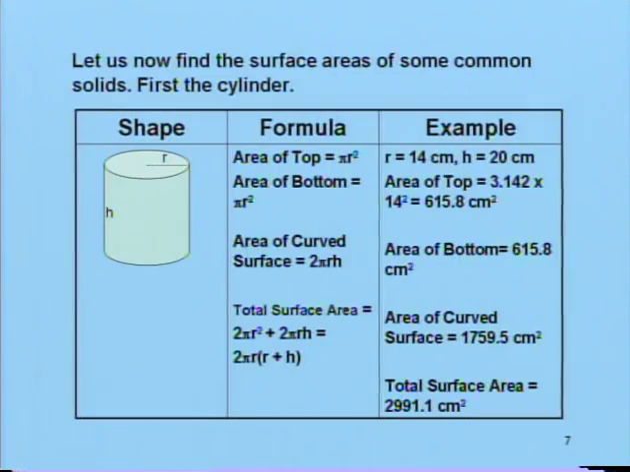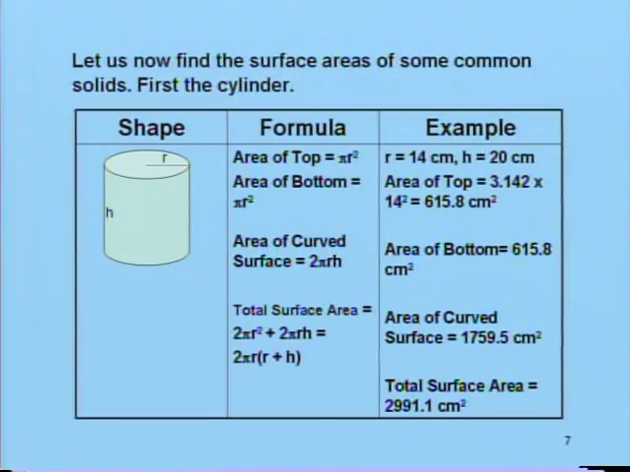Let us now find the surface area of some common solids. First, let us look at the cylinder. On the cylinder, we have the radius of one circular end, and that is given as R, and the height of the cylinder is given as H. To find the total surface area, we'll have to add the area of the top, the area of the bottom, and the area of the curved surface.